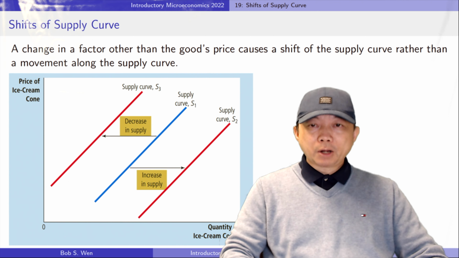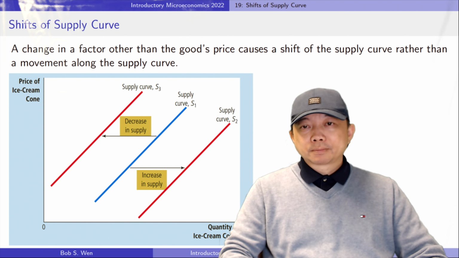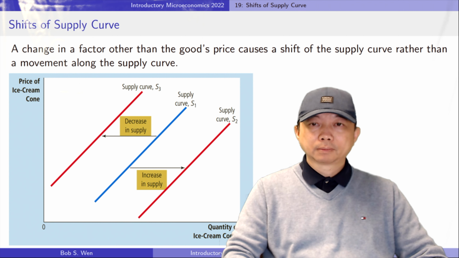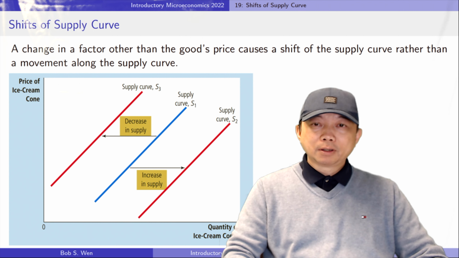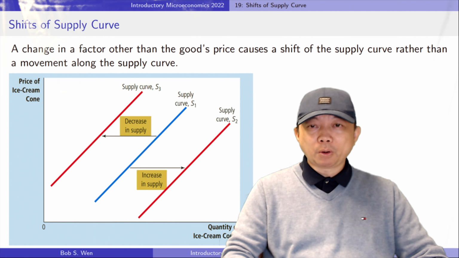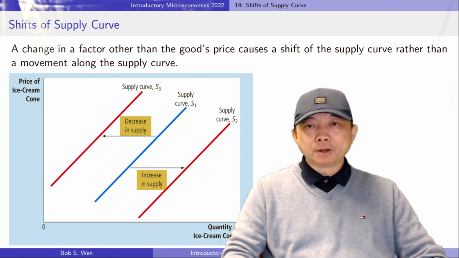Suppose the price of the input of producing ice cream, say sugar, rises. Because the cost of producing ice cream rises, the firms supply less ice cream. At any given price, sellers of ice cream are now willing to produce a smaller quantity. As a result, the supply curve for ice cream shifts to the left.